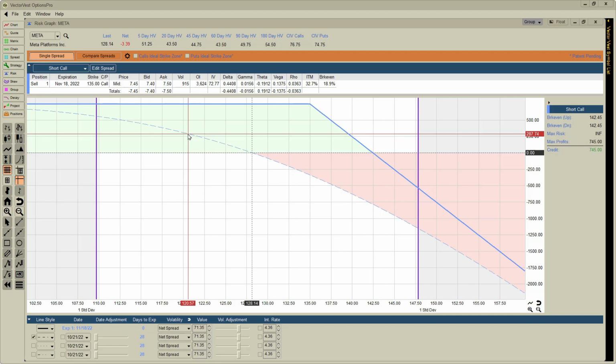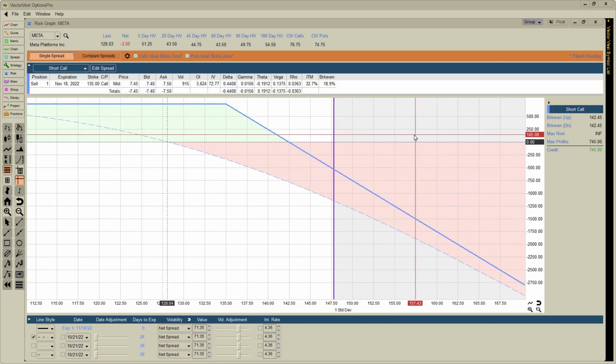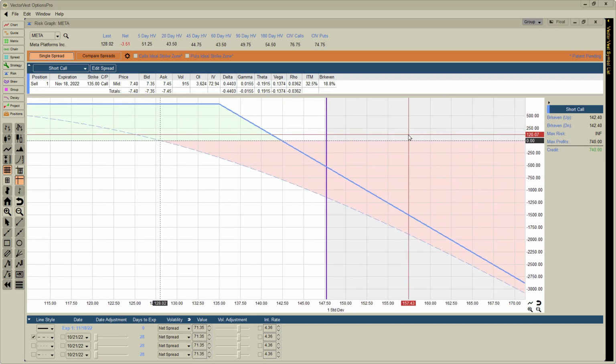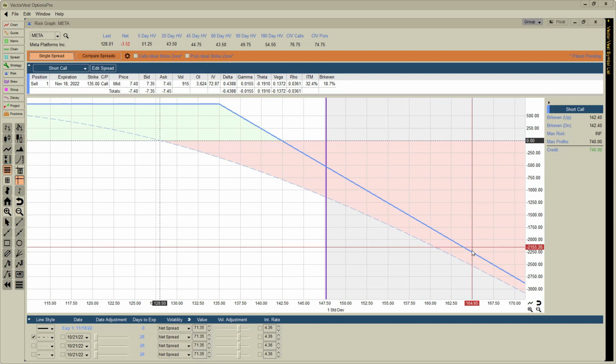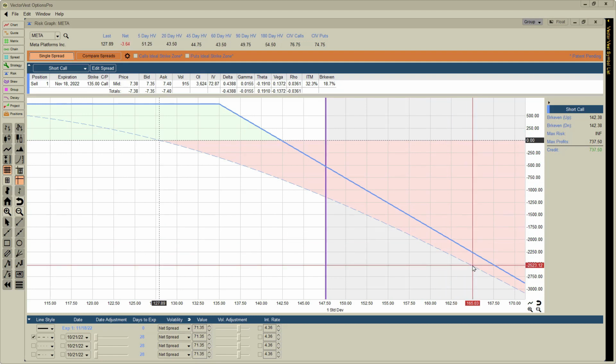Now, here's the downside. You can take a look here. The most I can make on this trade is $745, but look at my risk. What would happen if Meta would all of a sudden have this crazy rise to $165 a share in 2 days? You would be left holding a loss of approximately $2,500. That's unsustainable.